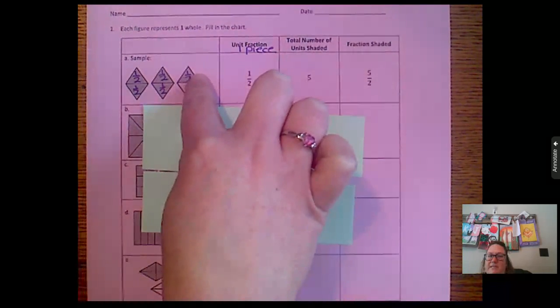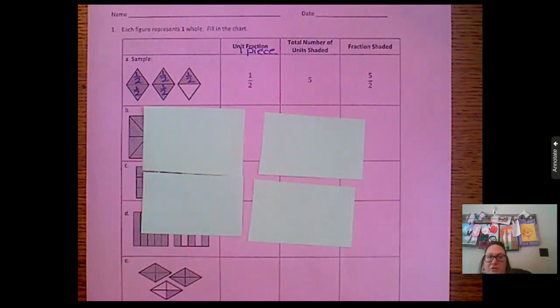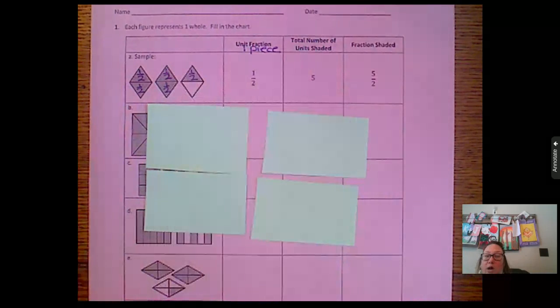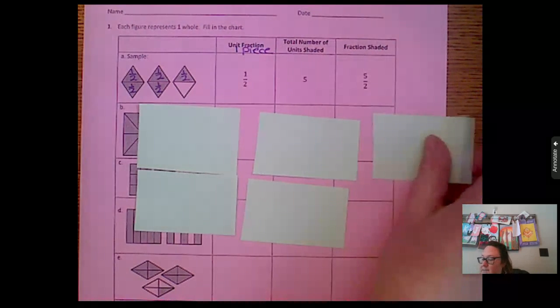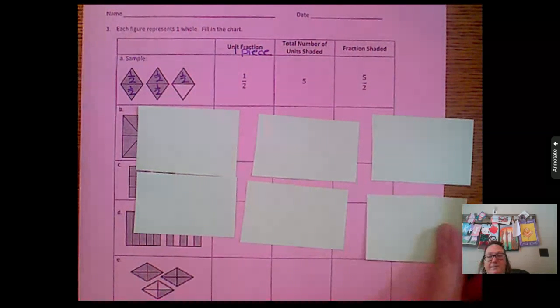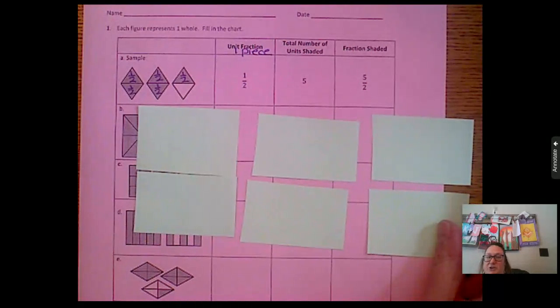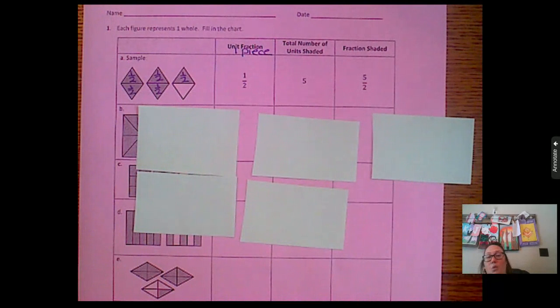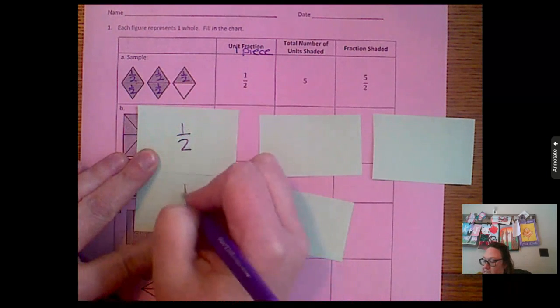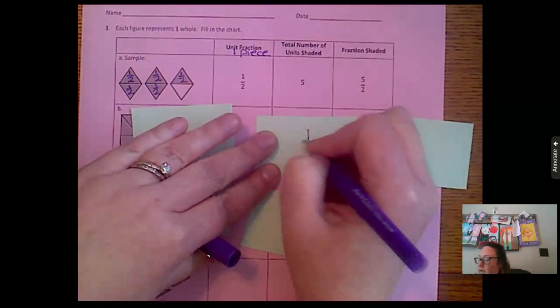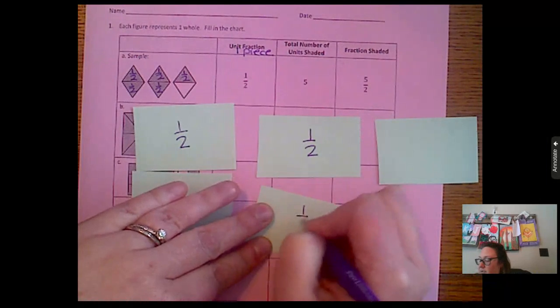What about for this third one? I'm calling them triangles, but they're actually diamonds, right? They're triangles put together to make diamonds, or a rhombus. For this third rhombus or diamond, do I put down both of my pieces? Only one of them is shaded, so I'm only going to put down 1. And all of these pieces here equal 1/2, right? Because it was a whole, and then I broke them up into halves.